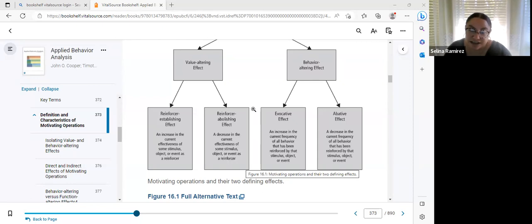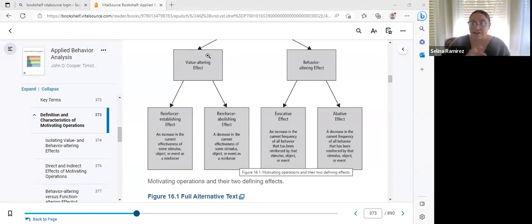We decrease the current effectiveness of some stimulus, object, or event as a reinforcer. So whenever you see value altering in the exam or in mock questions, think about the EO and the AO. We're changing the value of the reinforcer by either giving them a lot of it or withholding it, so that it can be more reinforcing. We use that a lot in ABA as an antecedent to change the effectiveness of a reinforcer. Okay, does anybody have any questions on value altering so far?